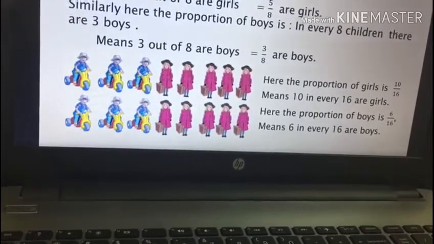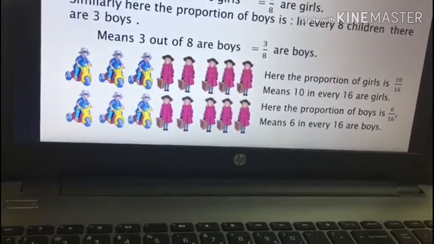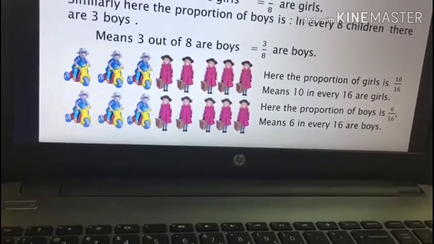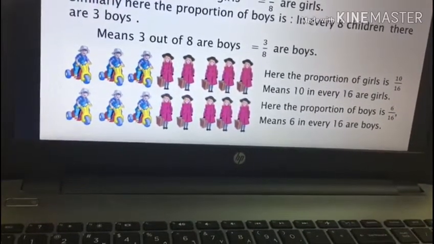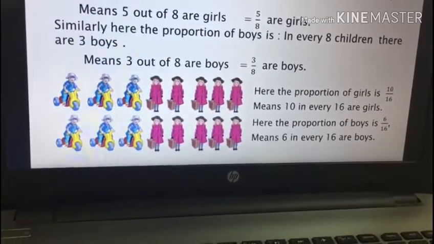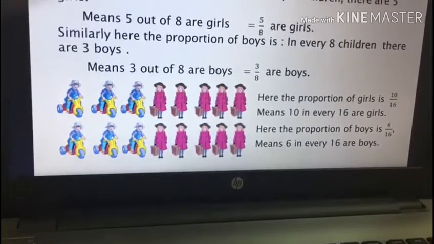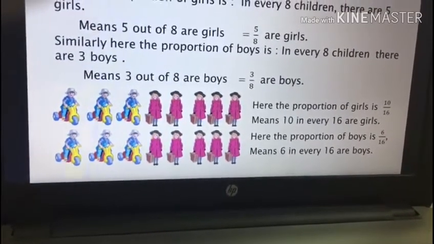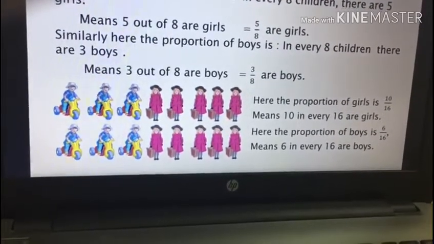That means in every 16 children there are 6 boys and 10 girls. Did you understand the proportion and ratio? We will discuss some more examples in our next lesson.